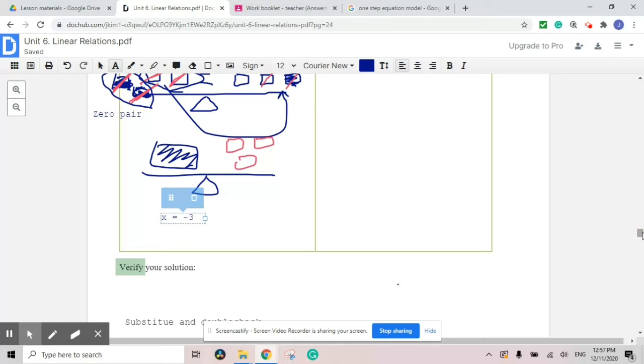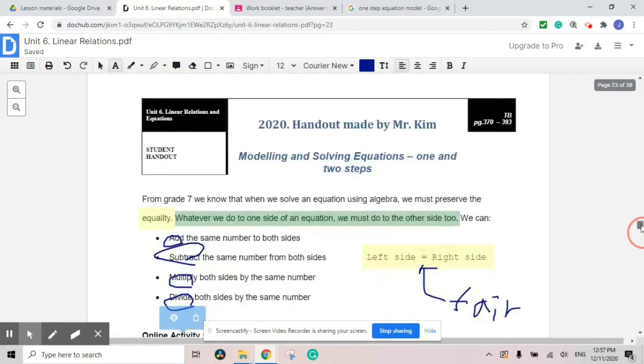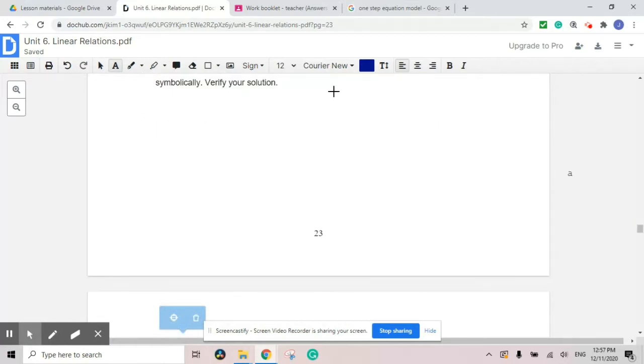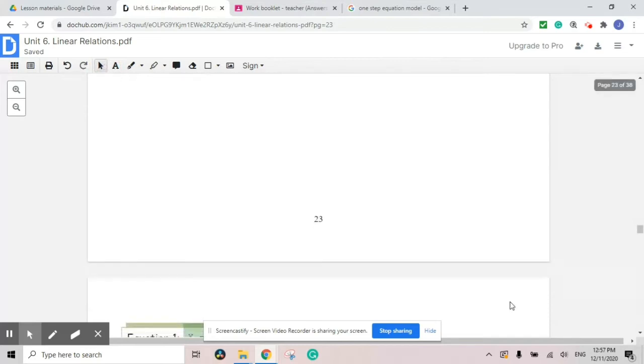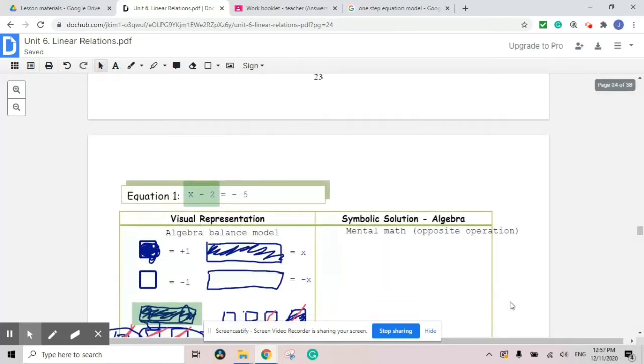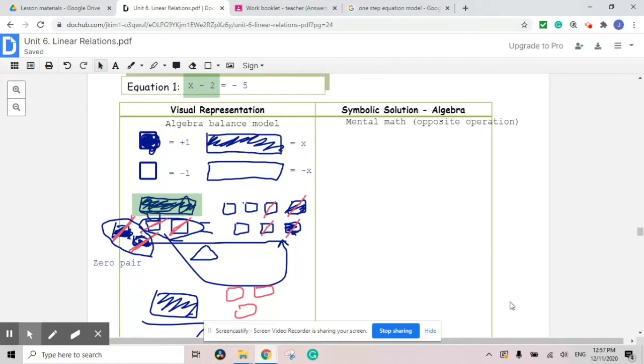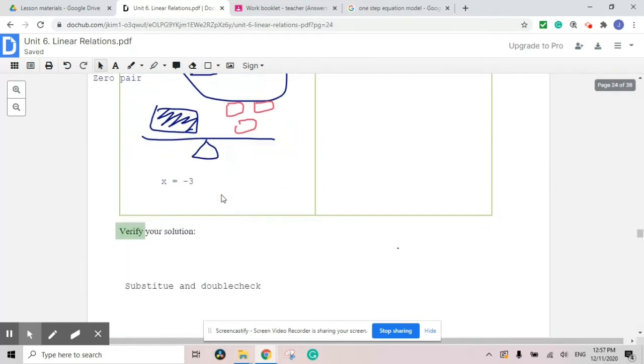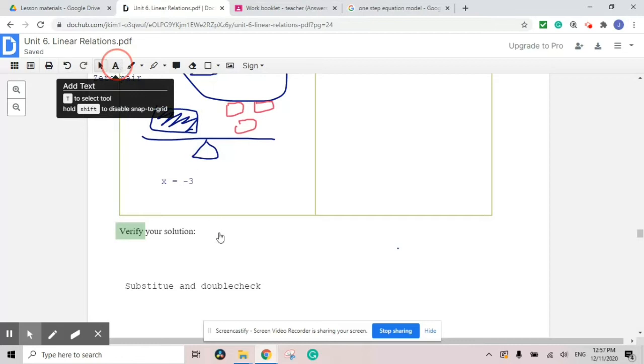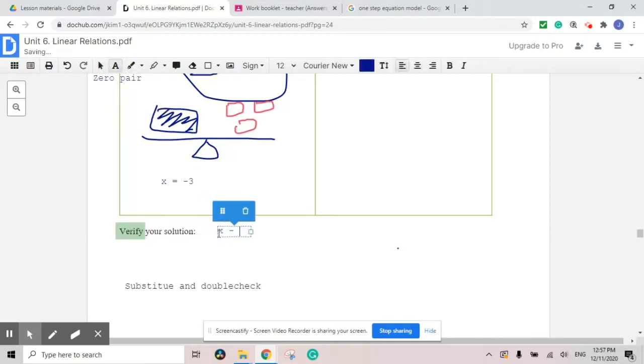Now, verification. How can I verify if I'm on the right track or not using this setup? Well, sorry, I keep going up and down like crazy. This thing is very sensitive. Can you see that there is an x minus 2 that is equal to negative 5? You are substituting your answer into that spot over here. So instead of x, you're putting negative 3. And then you're going to check whether that solution comes out to be negative 5.